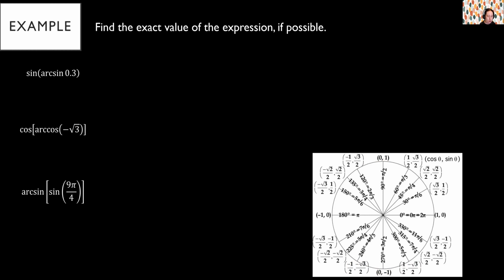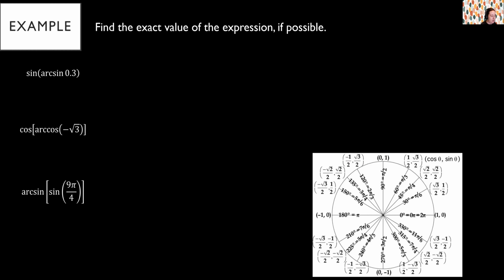So these are a little trickier because we're doing the inverse and then the regular function. So we're kind of practicing that canceling out thing. So again, we're finding the exact value. So we've got sine, arc sine of 0.3. So first off, arc sine, you're allowed to plug in numbers from -1 to 1. So plugging in 0.3 is totally fine.